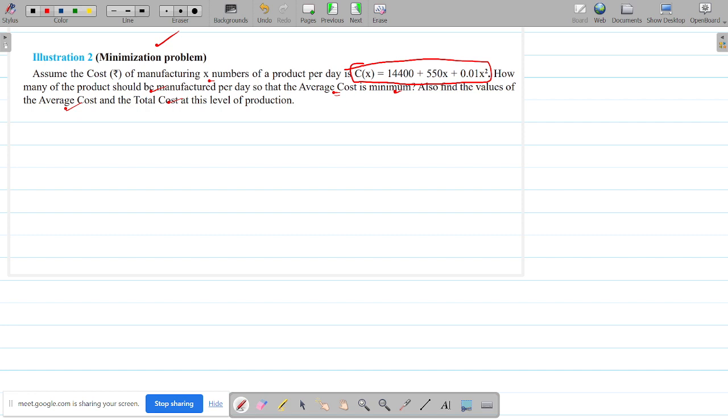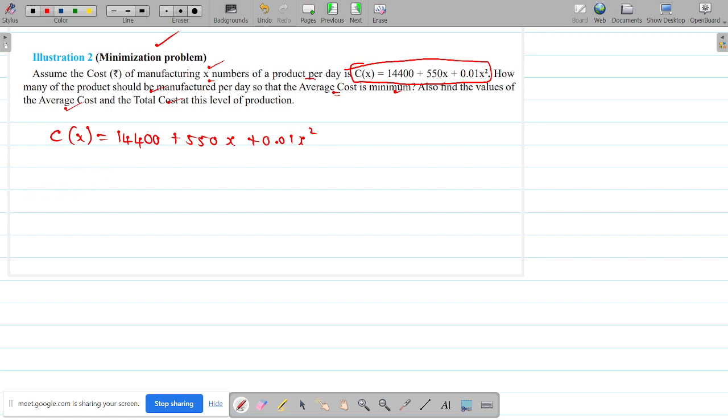So you're asked to find how many products. So X is the number of products. So here you have to go with respect to X, and it's a cost function. So let me go for the cost function. C of X is equal to 14400 plus 550X plus 0.01 X square. So let me find the average cost function.